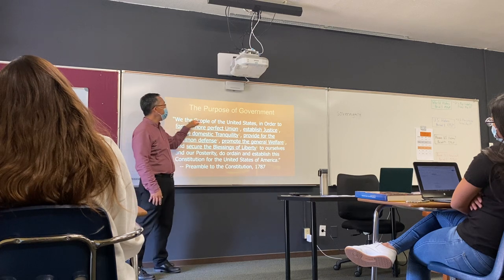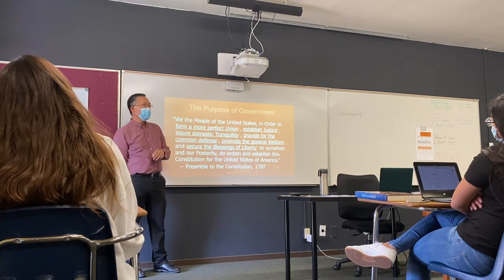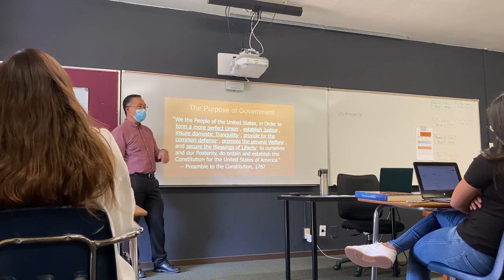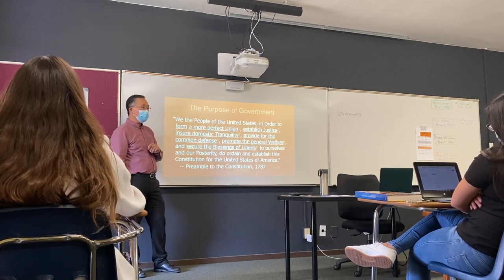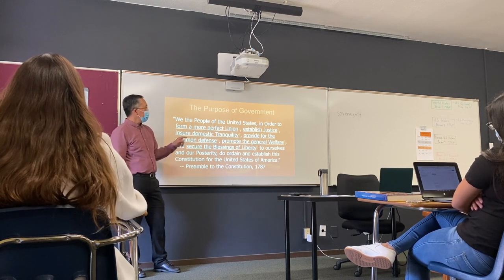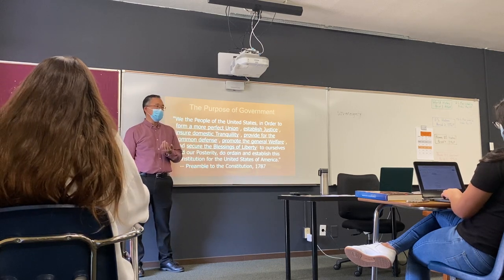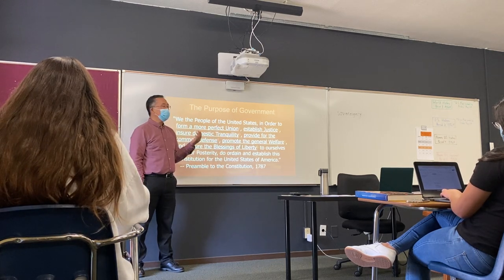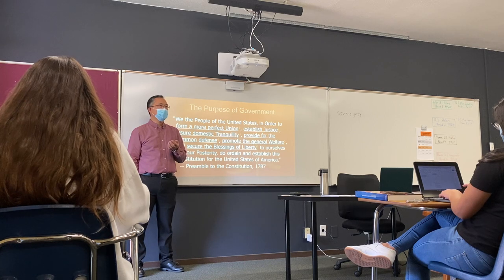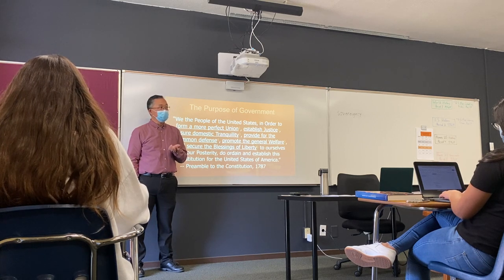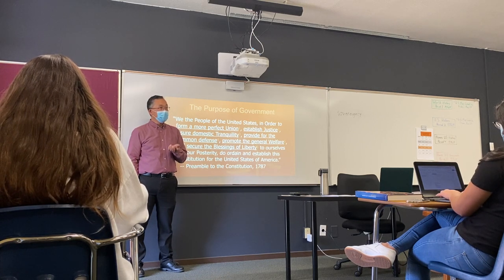All right, so we are the ones doing this together. Why are we doing it? There's six reasons why we are forming a government. We want a more perfect union. This is sort of the unity idea. What we want to do is work together. It's hard to work together. It really is, because people are different.